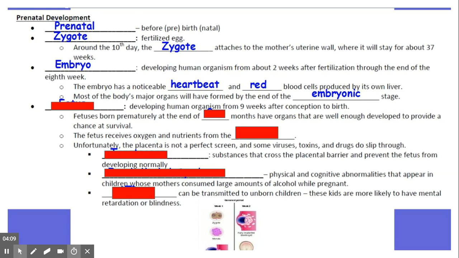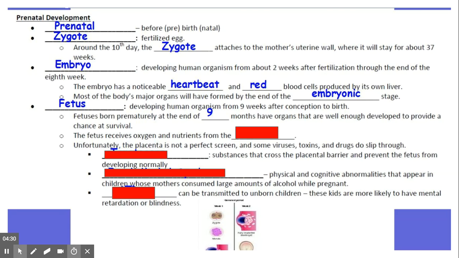Once we move beyond that, we move to what is known as the fetus. That is the developing human organism roughly 9 weeks after conception. Fetuses born prematurely at the end of the 9 months have organs that are well enough developed to provide a chance for survival.